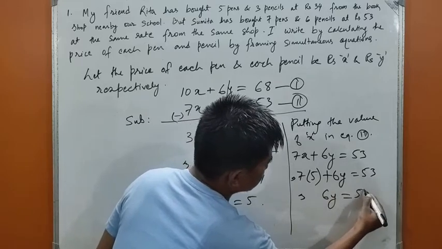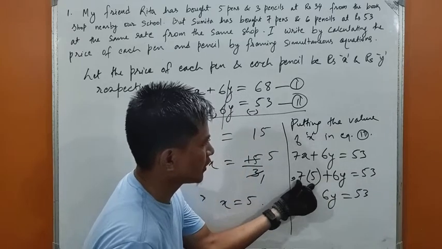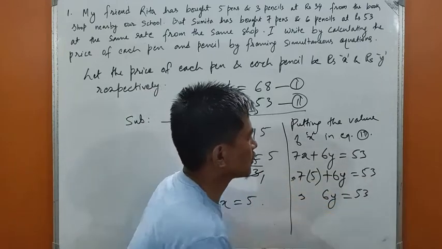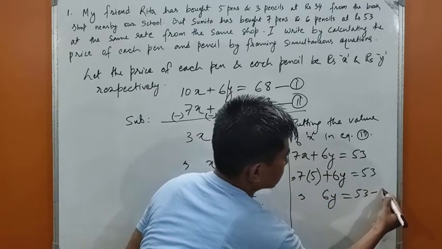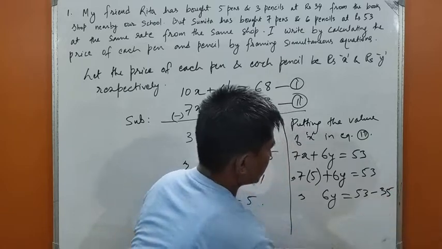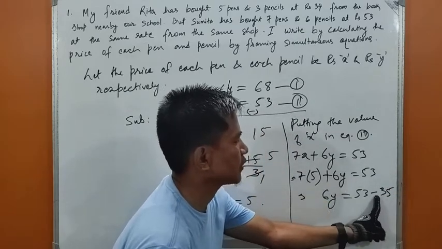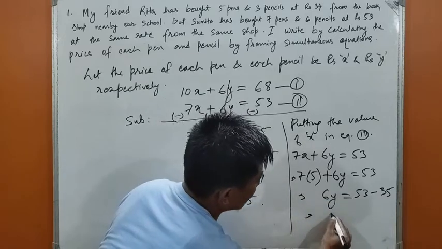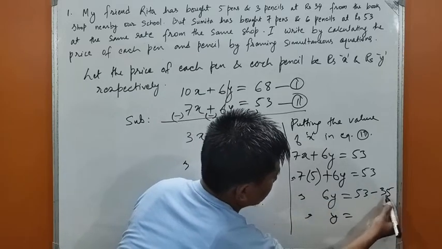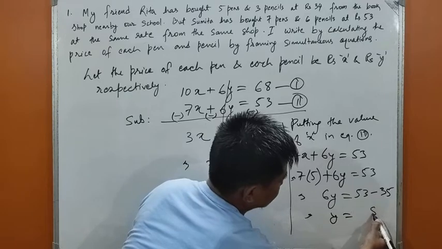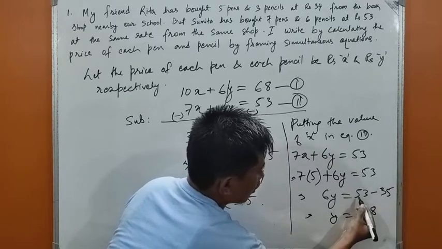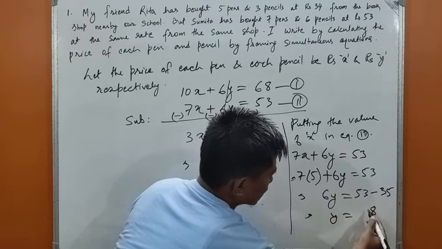Or 6y we keep on the left hand side. Now 53 is on the right hand side. 7 5s are 35. Plus 35 goes to the right hand side and changes the sign, minus 35, isn't it? 7 5s are 35. Plus 35 goes to the right hand side and becomes minus 35. Or y equals 53 minus 35. 13 minus 5 is 8, isn't it? So this becomes 4. 4 minus 3 is 1.